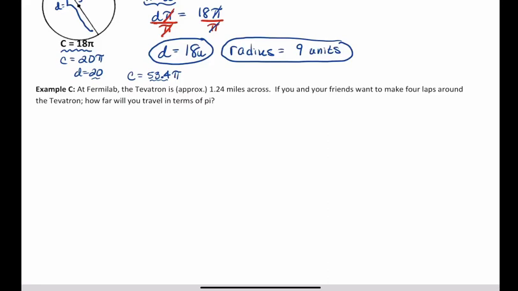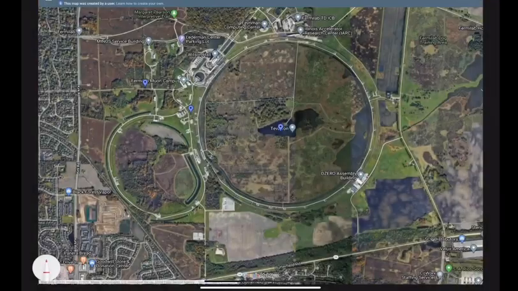But at Fermilab, it says the Tevatron is approximately 1.24 miles across. If you and your friends want to take 4 laps around the Tevatron, how far will you travel in terms of pi? Yeah, so here I just pulled up on Google Maps really quickly the Tevatron. The Tevatron is the name for the particle accelerator that is in Batavia, which is, like I said, right next door to Warrenville. Right there that's where Warrenville Road is, right there on the map.